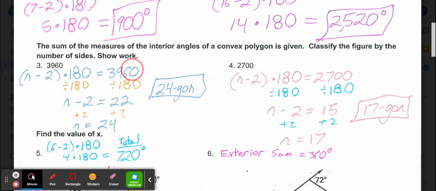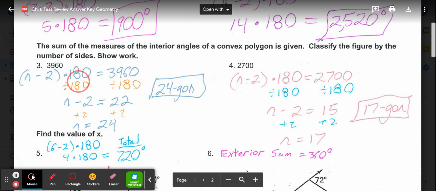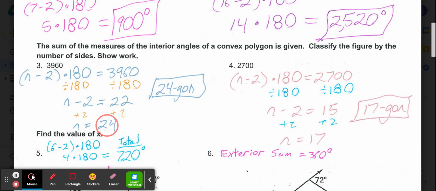Then we're undoing the order of operations to solve for n. So divide both sides by 180. And then we have n minus 2 equals 22. So to get n alone, we would add 2 to each side. And that tells us the number of sides is 24. So that would be a 24-gon.